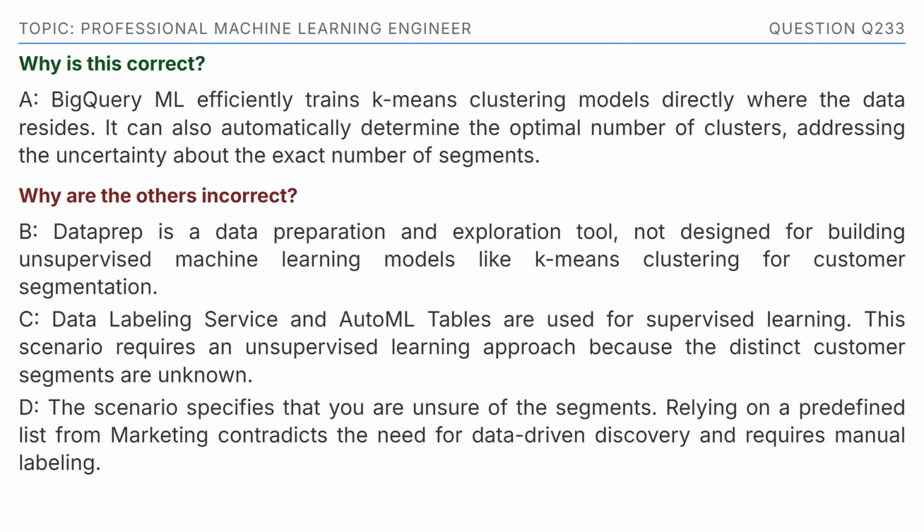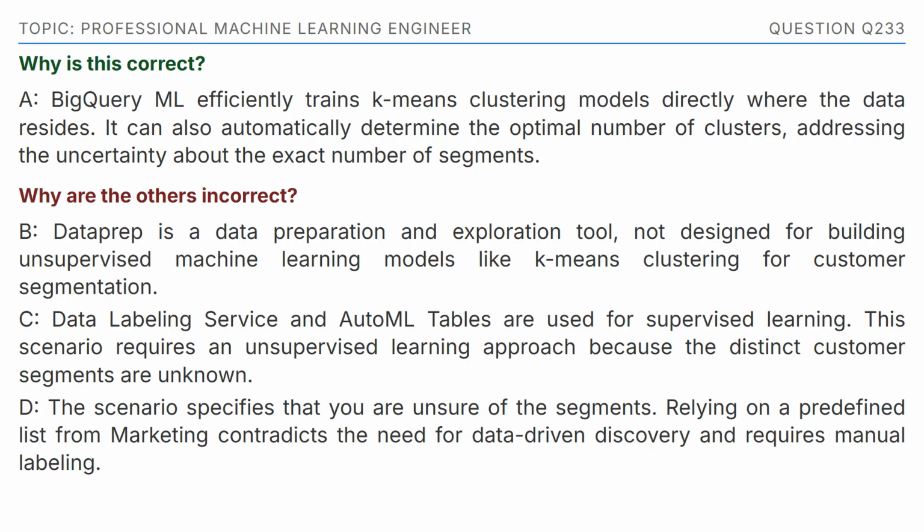Why is this correct? A. BigQuery ML efficiently trains k-means clustering models directly where the data resides. It can also automatically determine the optimal number of clusters, addressing the uncertainty about the exact number of segments.